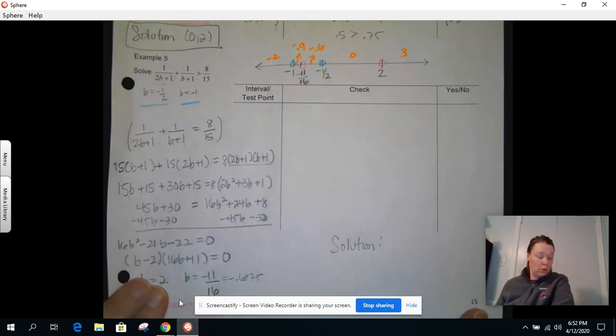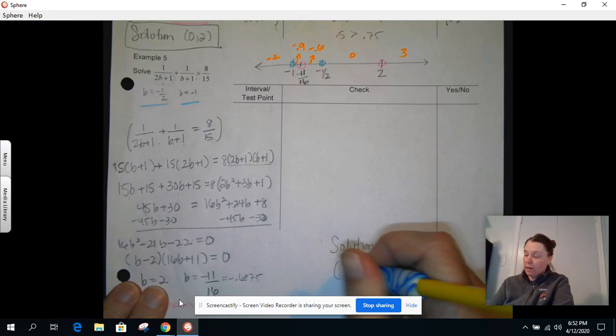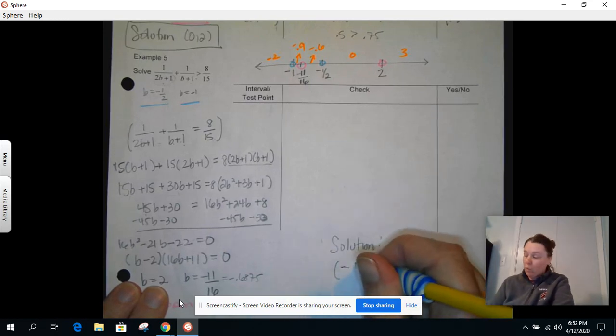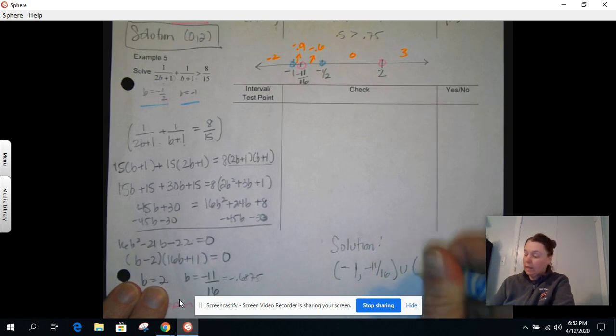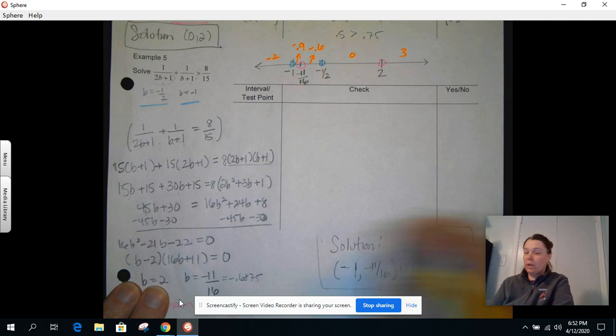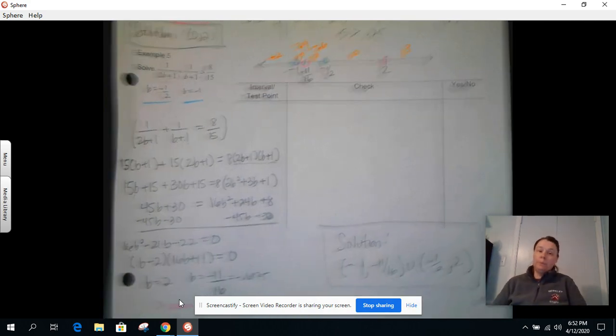Okay, so your final solution should be the interval from negative 1 to negative 11 sixteenths, along with negative 1/2 to 2. Those would be the two intervals that should work for you.